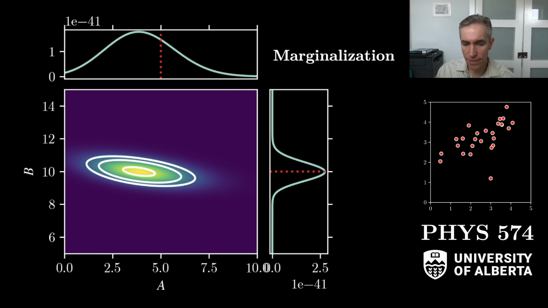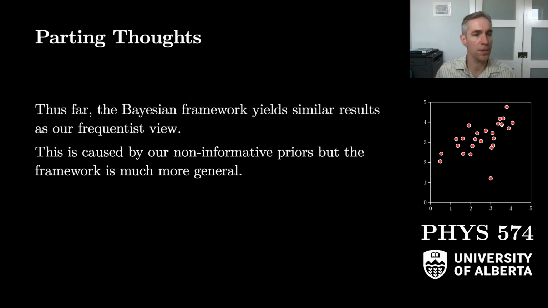So that gives us this nice framework for approaching all of these problems in terms of parameter estimation from this Bayesian framework. We get overall similar results to the frequentist view, but on average we've been assuming very non-informative priors, even though the framework is a lot more general. So now we'll move on into the idea of what are better priors to assume in more challenging frameworks.